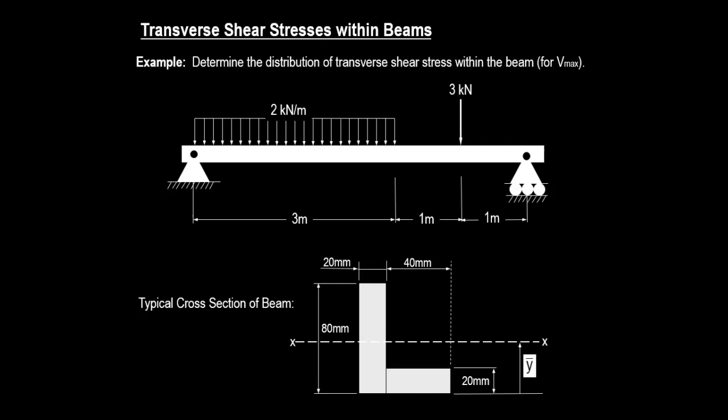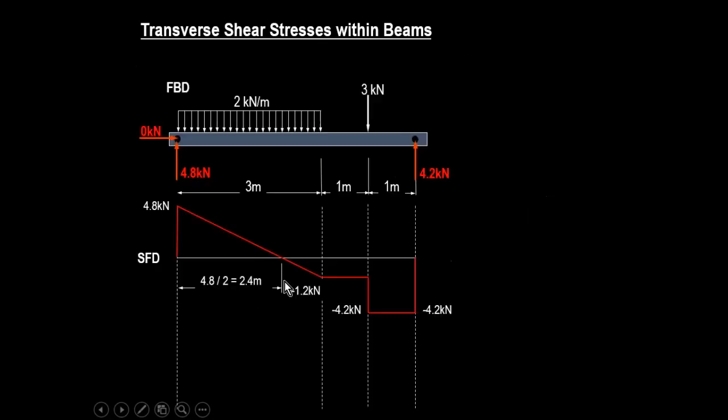But once I know the maximum shear force, how do I know it? I grab this from the shear diagram. So by looking at this, who can tell me what is the maximum value of the shear force? 4.8. So it means the most critical point of this beam for shear stress development is right at the left reaction point. So now I have this one.